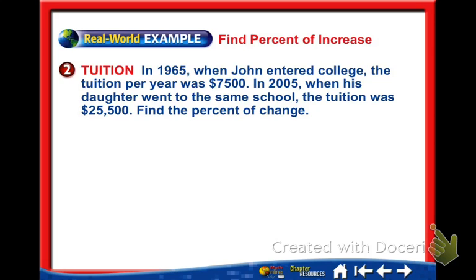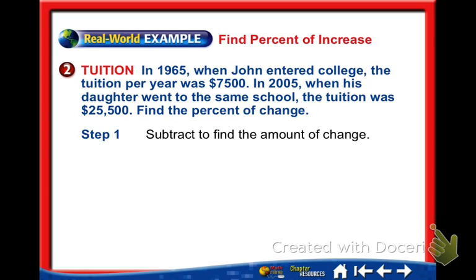Here's a real-world example. Find the percent of increase. In 1965, when John entered college, the tuition per year was $7,500. In 2005, when his daughter went to the same school, the tuition was $25,500. Find the percent of change.